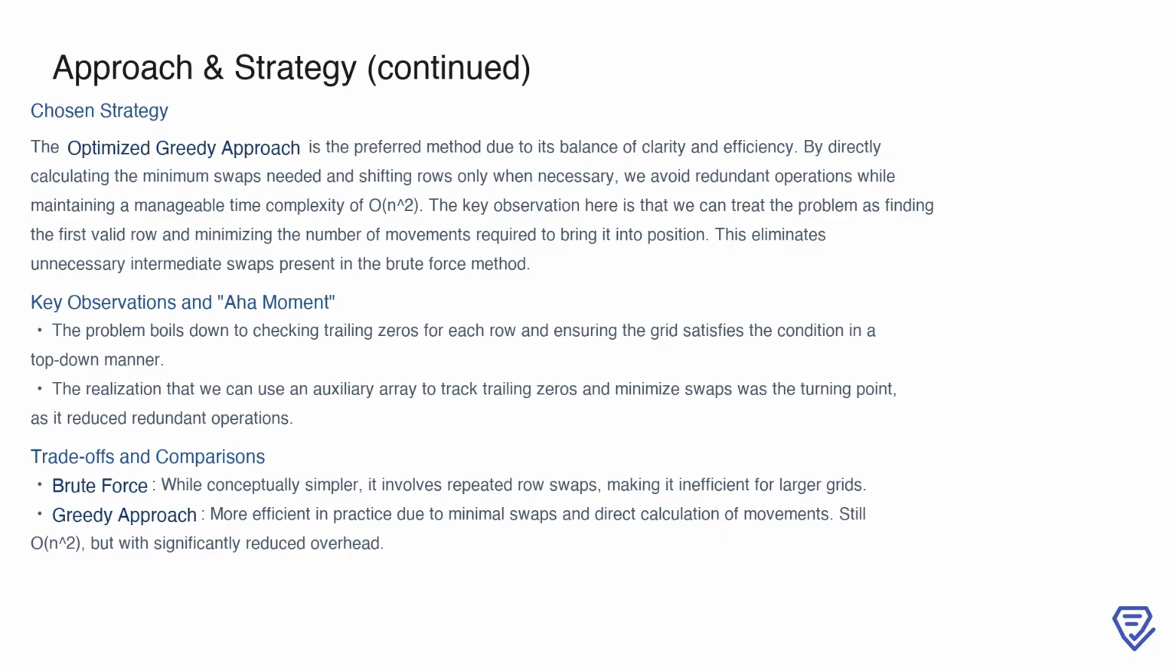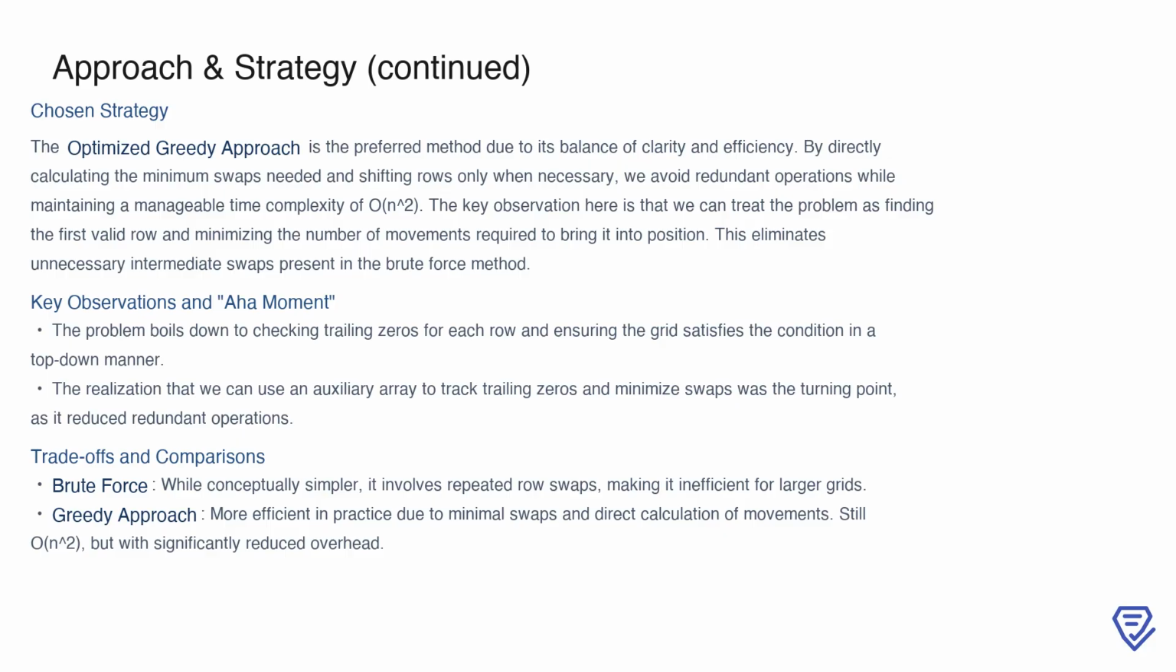The pivotal realization here is that the problem can be reframed as finding the first valid row for each position and minimizing the movements required to bring it there. This insight simplifies the solution and streamlines the process. Additionally, using an auxiliary array to track trailing zeros enables us to make decisions quickly without recalculating values repeatedly.